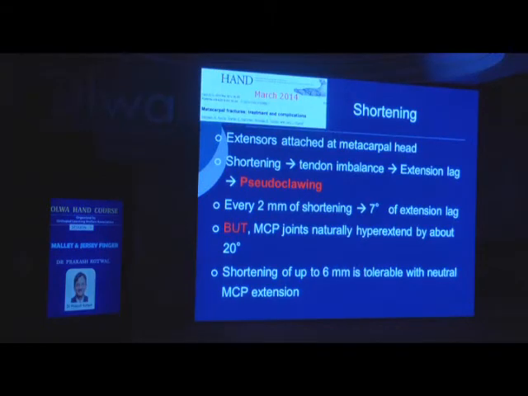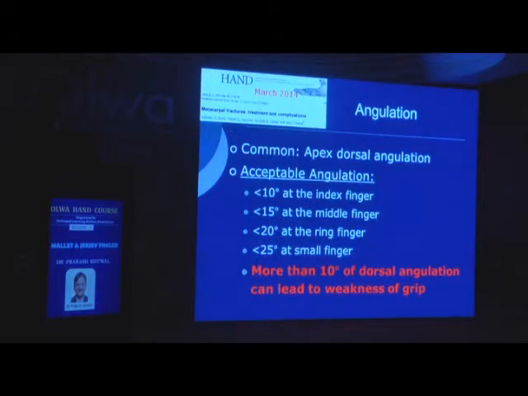The extensor tendons are attached at the metacarpal head, as you all know. The shortening therefore causes imbalance and an extensor lag, which is called pseudoclaw, because then the patient will not be able to flex the MP joint completely. Every 2 millimeters of shortening of a metacarpal can lead to 7 degrees of extensor lag. Therefore, shortening of up to only 6 millimeters is tolerable with neutral MCP extension.